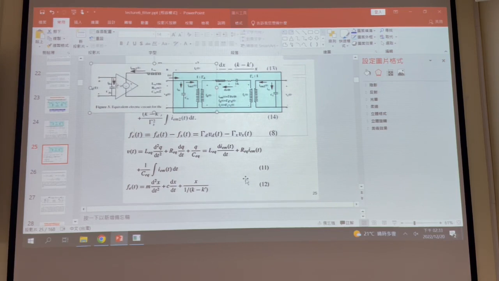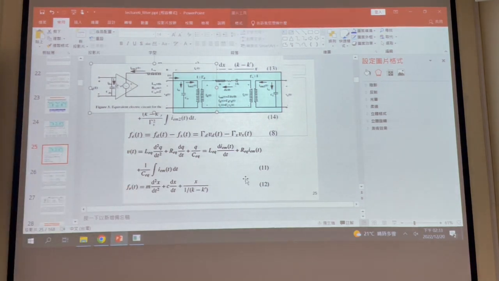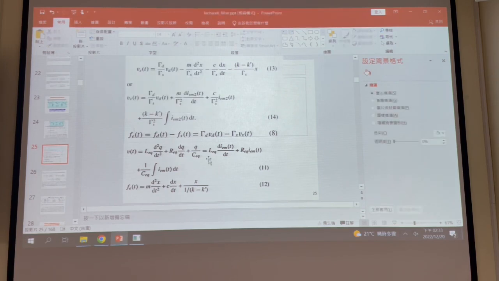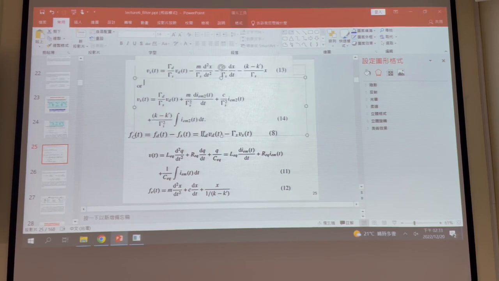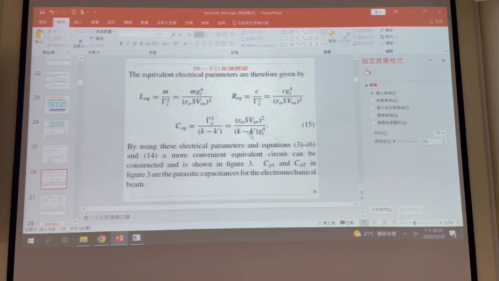We have 11 and 12. So use 11 and 12, compare with equation 13, 14, and write down equation 15. Okay, please.